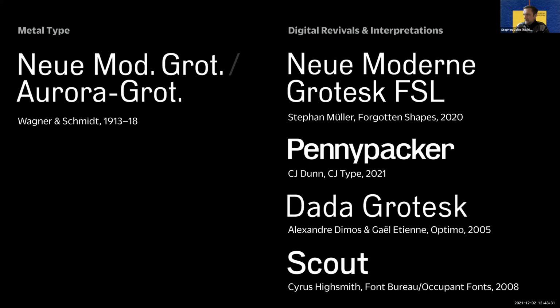Dada Grotesque from the Swiss designers at Optimo came out in 2005, and that is a takeoff on a particular style of Aurora Grotesque. There were many, many updates and variations on it over time. And if you go to Fonts in Use, for example, and look up Aurora, you'll see the complexity of not just the size of the family, but the multiple revisions of it over time.